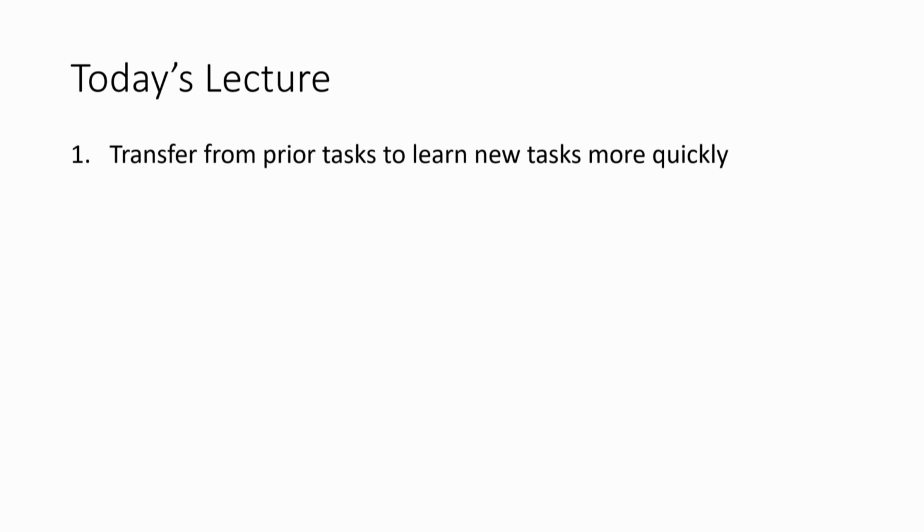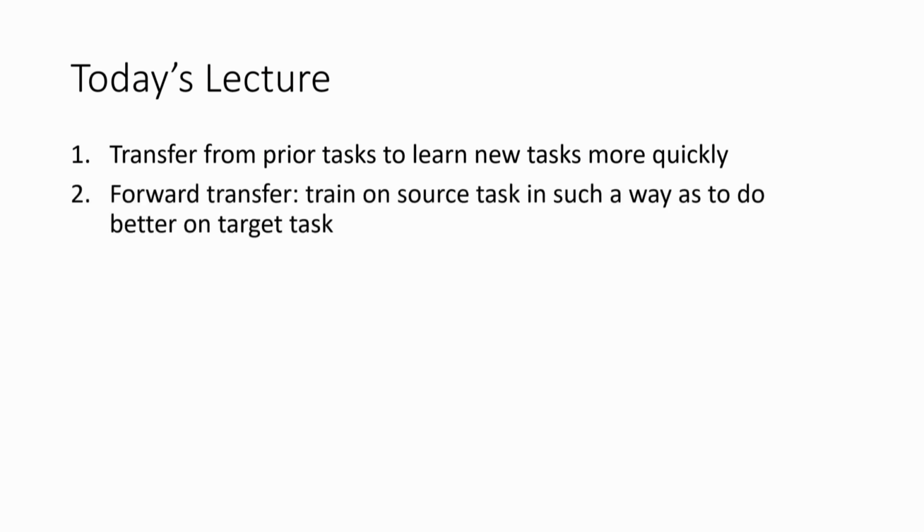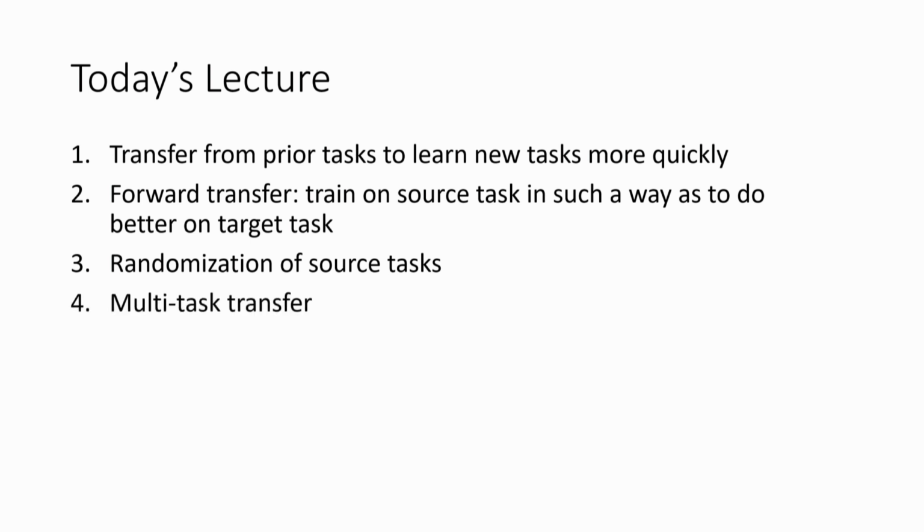All right, so today's lecture, I'm going to talk about how you can transfer knowledge from prior tasks to learn new tasks more quickly. I'll discuss forward transfer, which is where you train on some source task in such a way as to do better on a target task. I'll talk about a particular type of forward transfer that's based on randomization and a few examples of papers that have studied this. Then I'll talk about multitask transfer, where you use variability across different training tasks to get models that can generalize more readily to new tasks. I'll talk about contextual policies, and then I'll talk about modular policies pretty briefly.